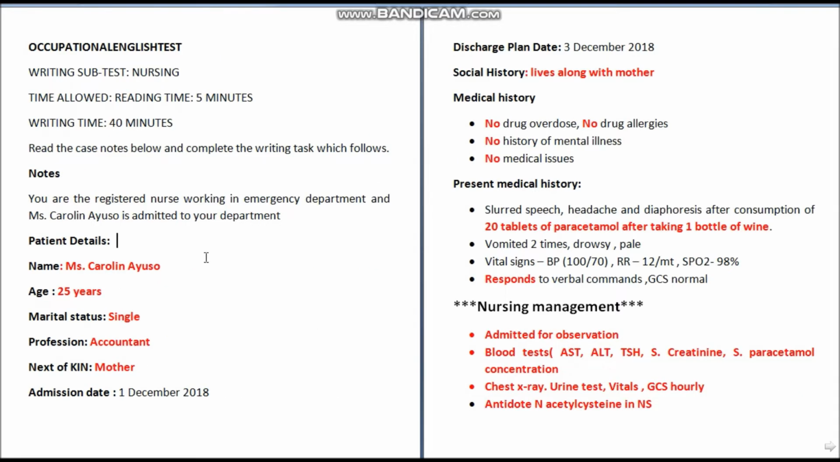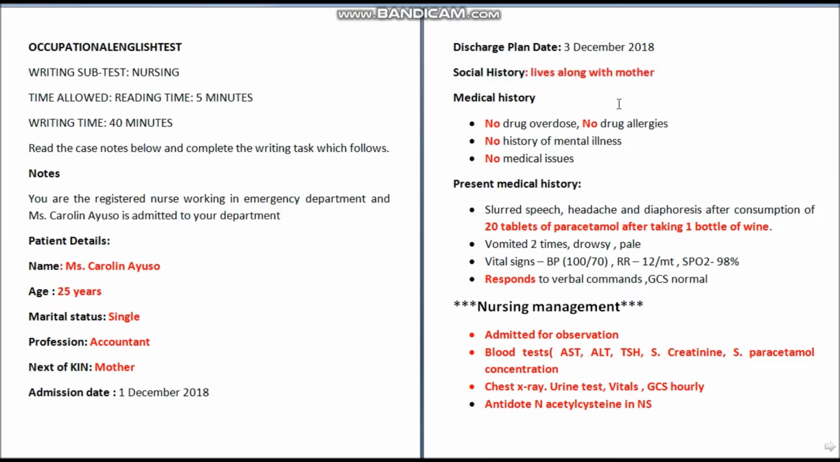Because we are referring to a psychiatrist for mental evaluation, definitely we will include the marital status. I have written it in red. What is the patient's profession? Accountant. The next of kin to the patient is the mother. Admission date: patient presented on the 1st of December 2018, and on the 3rd of December 2018 we will discharge the patient. What is the social history? In all psychiatric cases, social history is very important. Patient lives along with the mother.